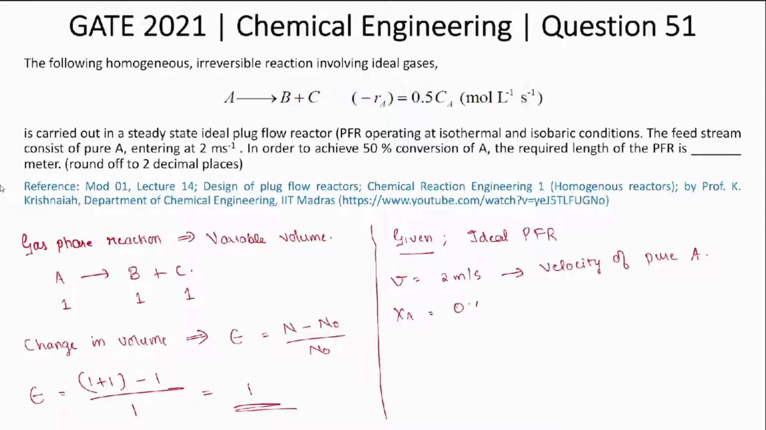So in most of the general cases, they would be giving something like a flow rate and such. But here it is given in terms of velocity. So let's see how we can proceed with velocity. And then X_A is also given as 0.5, which is the conversion, and the reaction rate equation is 0.5 C_A.